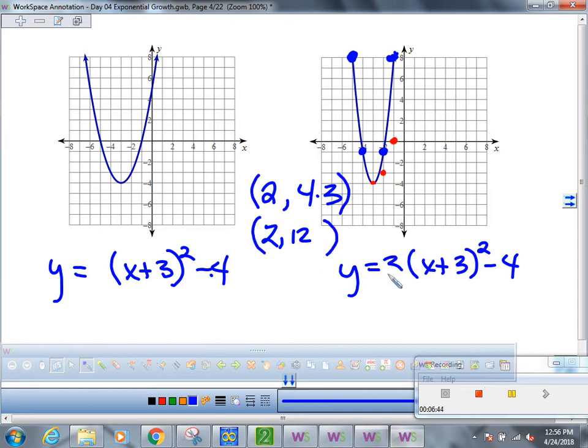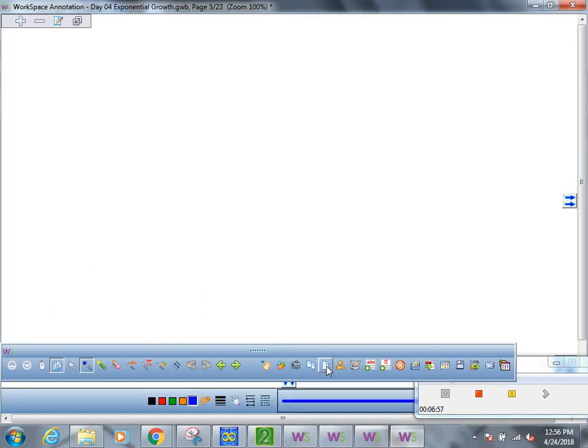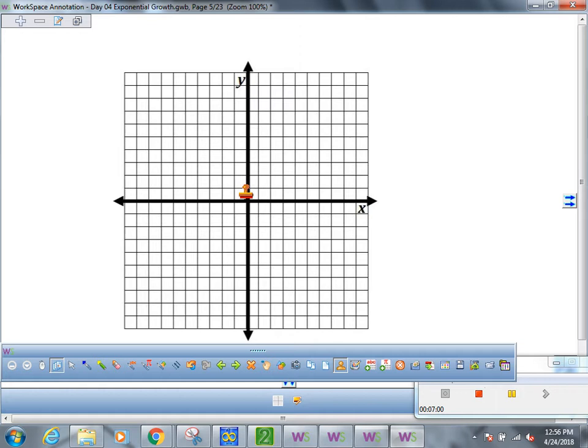So this would be a stretch of 3. Not super important that you remember that right now, but I want you to realize you've done it over and over again. You've also done it with many other different functions. What about this one?